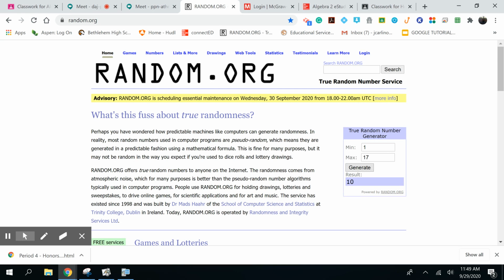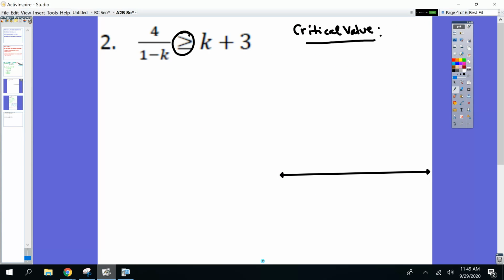Here we go. Caroline, what's one value that makes it undefined? You see 1 minus k in the denominator, right? So what number would I plug in for k that makes that entire thing 0? What number could I plug in for k that makes that denominator 0? If I plug in 1, it's going to be 1 minus 1, which is 0. So there you go. You just found the first critical value, which is 1.